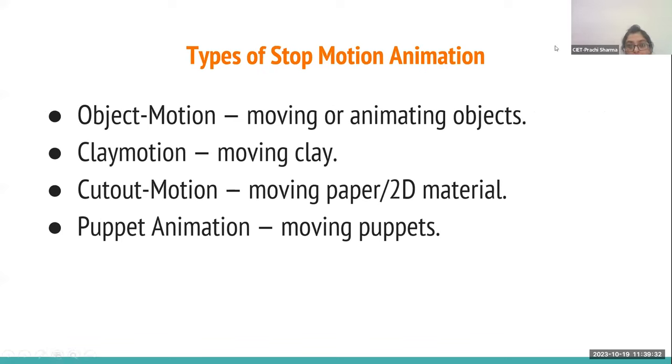So what are the different types of stop motion animation? Here you can see various types. First is object motion: when we use any object to create animation. Second is clay motion: when we create a puppet using clay and create animation from it. Cutout: when we use paper to create animation, which we also call 2D material animation. And the last one is puppet animation: when we use any puppet or toy to create animation.